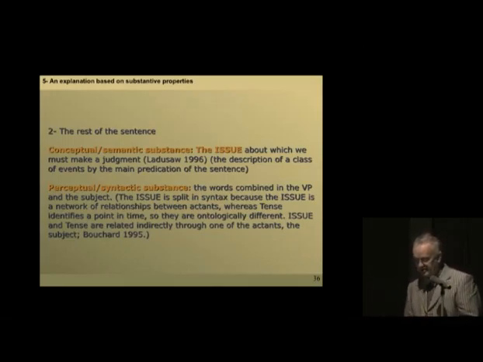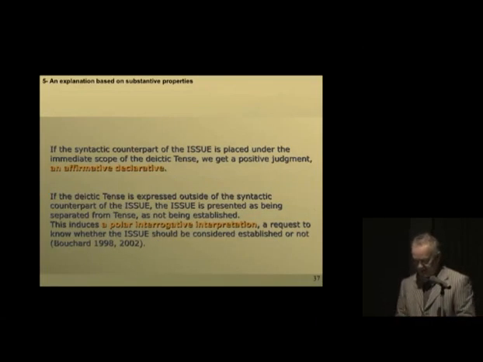Well, issue and tense are related indirectly through one of the actants. That's what is called the subject. So by taking one of the arguments in this network of elements, you now have a point. You put it in relationship with tense, and indirectly you situate the whole network. So that's why the issue is split in two elements in the syntax. Okay, the subject being the special element in this case.